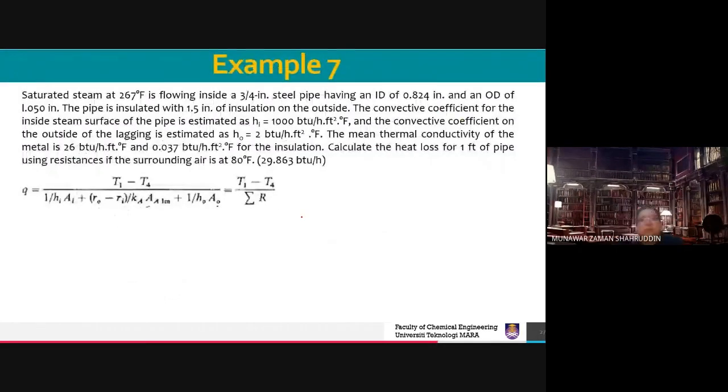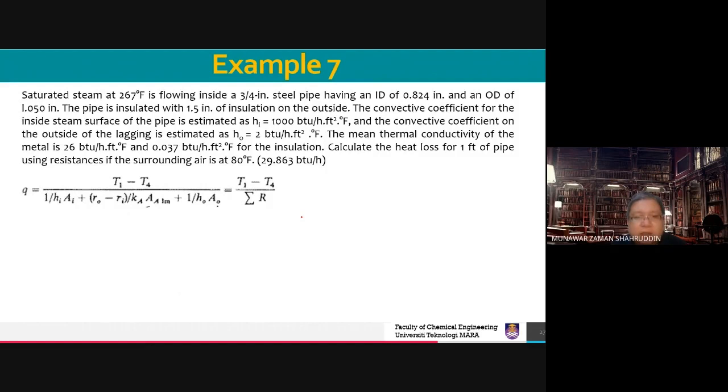This is the example. This time it is quite hard, because we are not used to this kind of unit. The unit in this one is called the British unit, which is quite different compared to what you have applied so far, which is the SI unit.